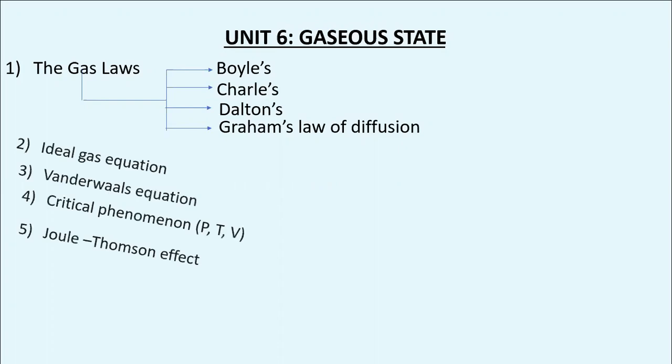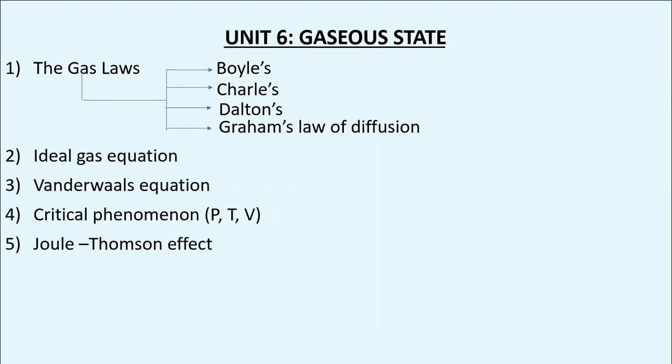The next comes ideal gas equation, Van der Waals equation, critical phenomenon for pressure, temperature, volume. Okay, that is nothing but critical pressure, critical temperature, critical volume. Simply PC, TC, VC. Then the last comes Joule-Thomson effect, which is very important.